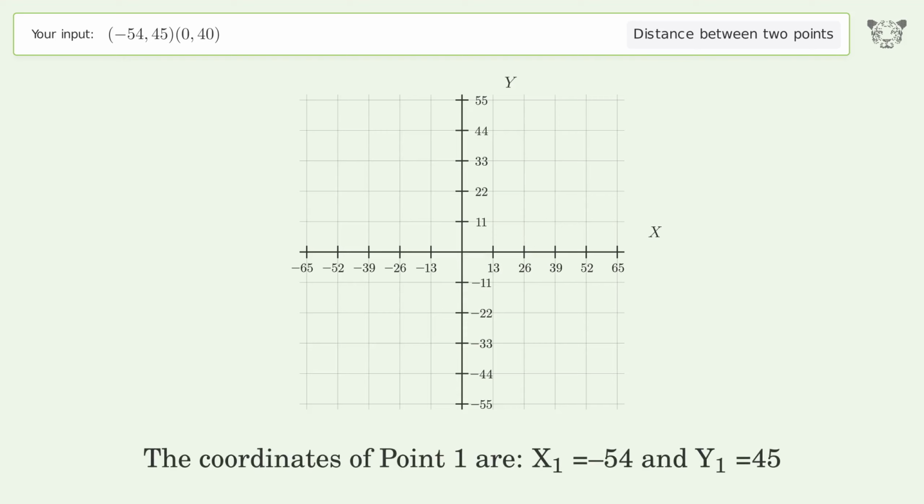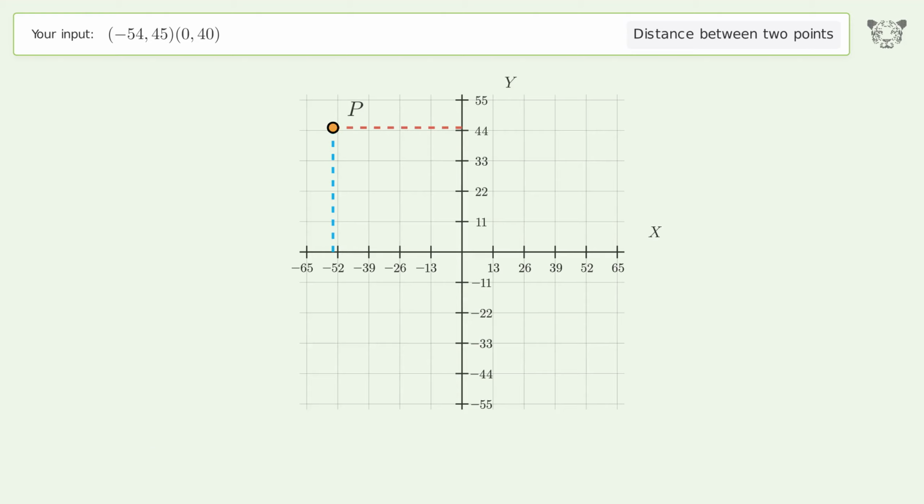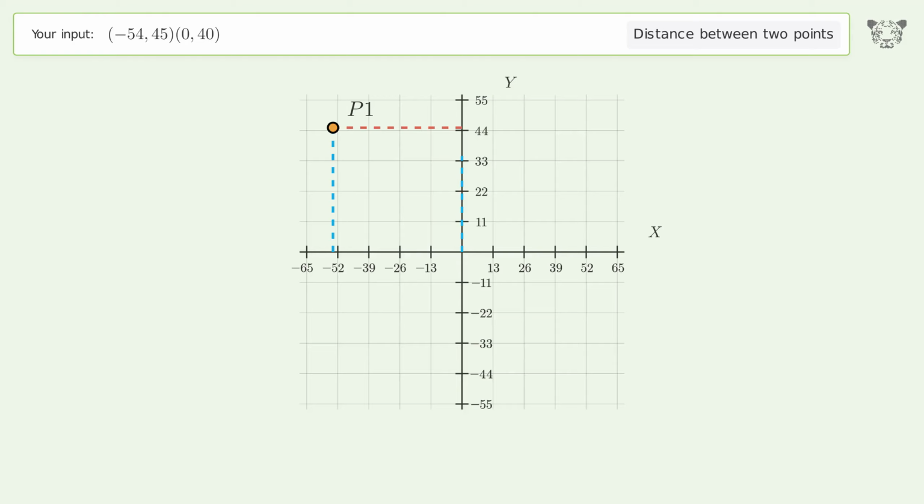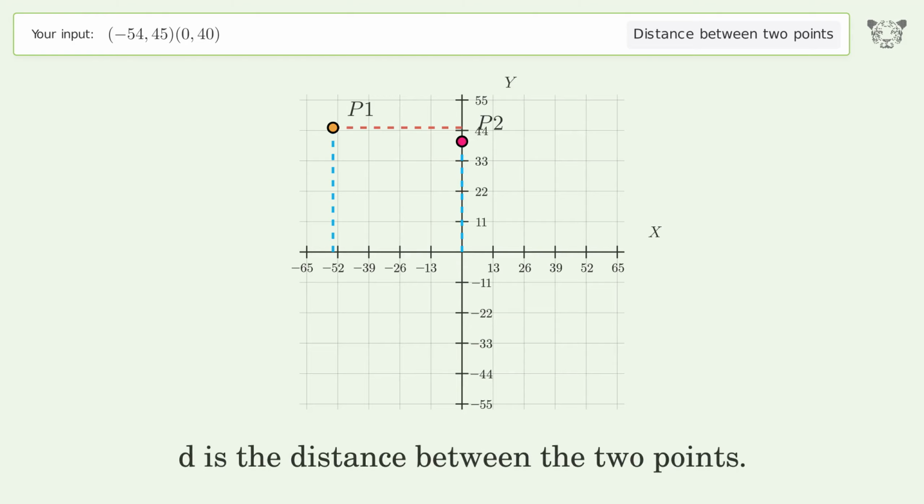The coordinates of point 1 are x1 equals -54 and y1 equals 45. The coordinates of point 2 are x2 equals 0 and y2 equals 40. D is the distance between the 2 points.